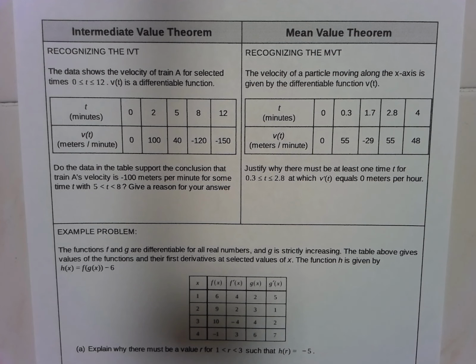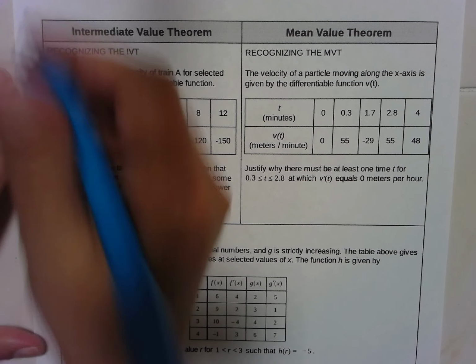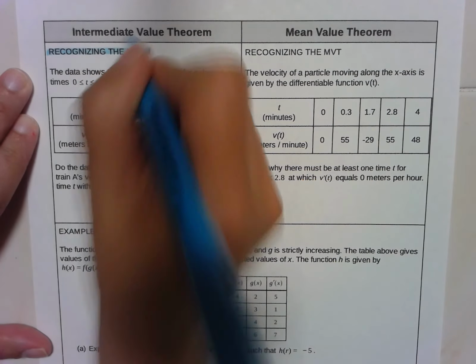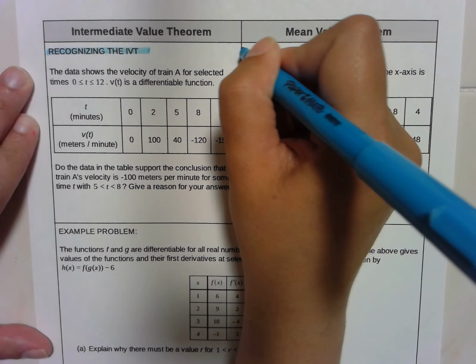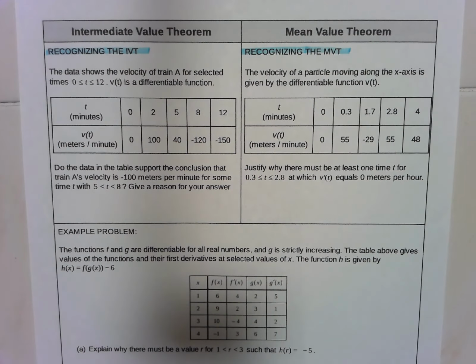So if I'm reading a question, how do I recognize that I'm supposed to be using the intermediate value theorem, and how do I recognize that I'm supposed to be using the mean value theorem? Now, in both of these examples, we're given data where we have a velocity function, but it really comes down to the question that we're asked.